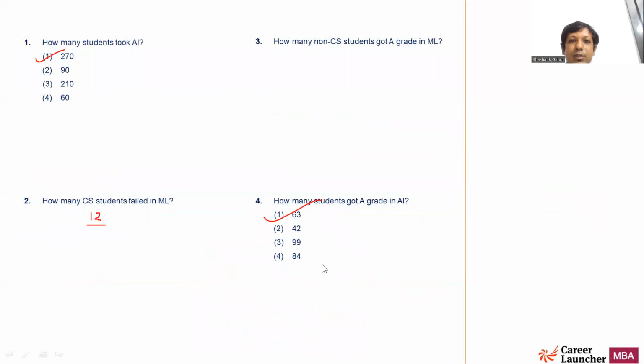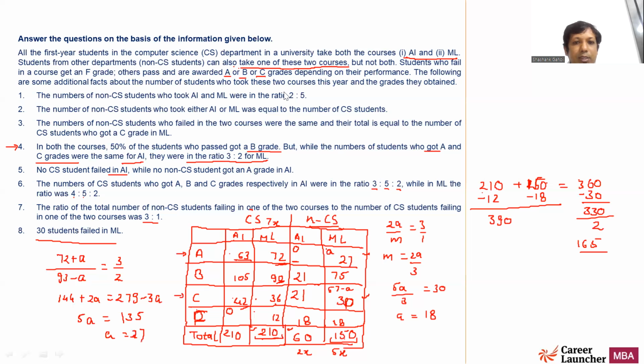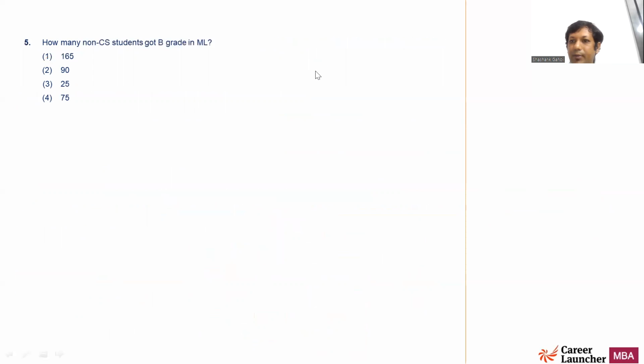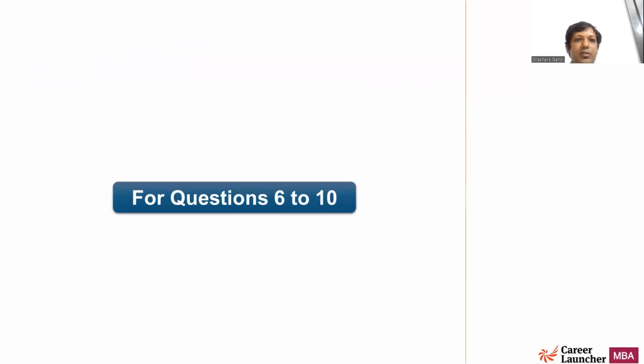Now what is going to be the third question? How many non-CS students got grade A in ML? So that's 27. I have already got the answer. So the answer of this is going to be 27. How many non-CS students got grade B in ML? That is directly visible to us. That is 75. So the answer of this question is going to be 75. So still in this question, at least 3 questions were doable. Now let's move on to the next set.